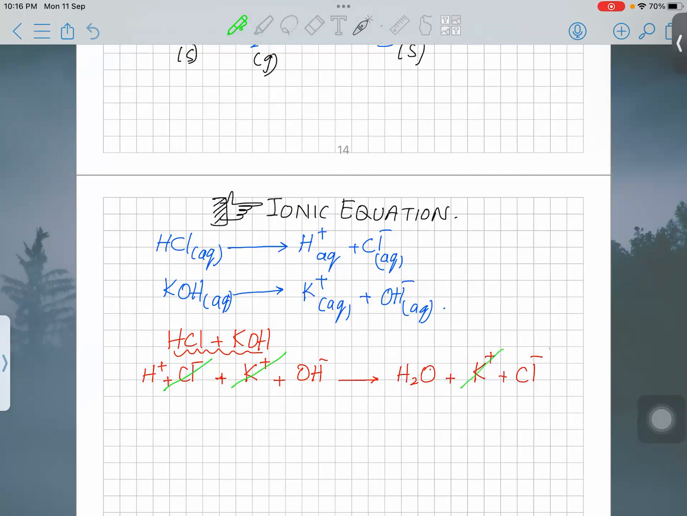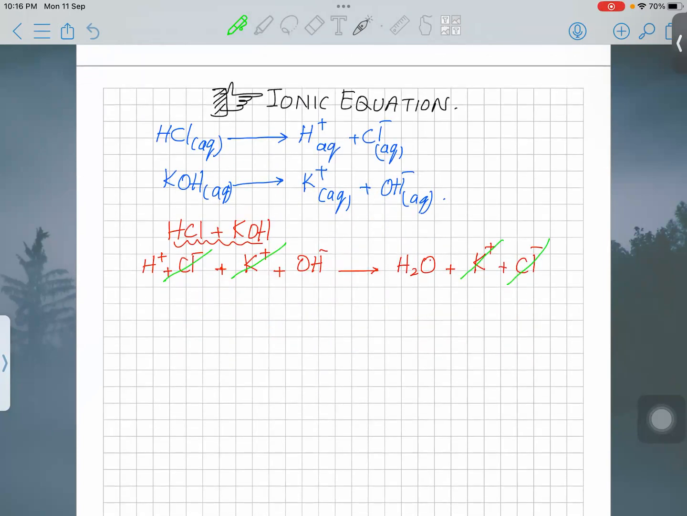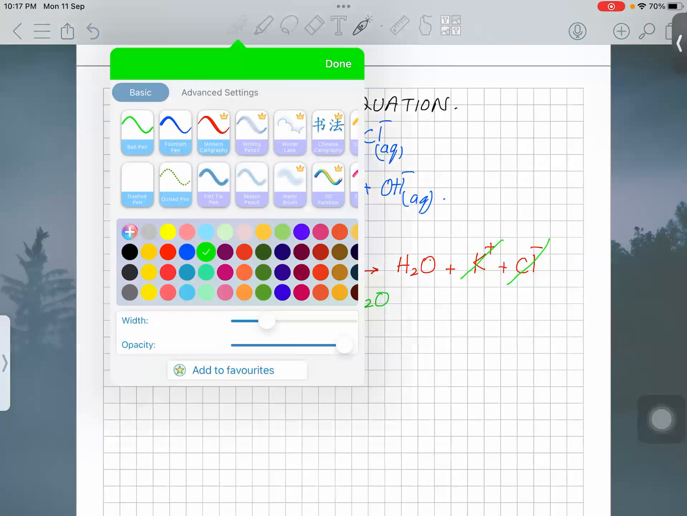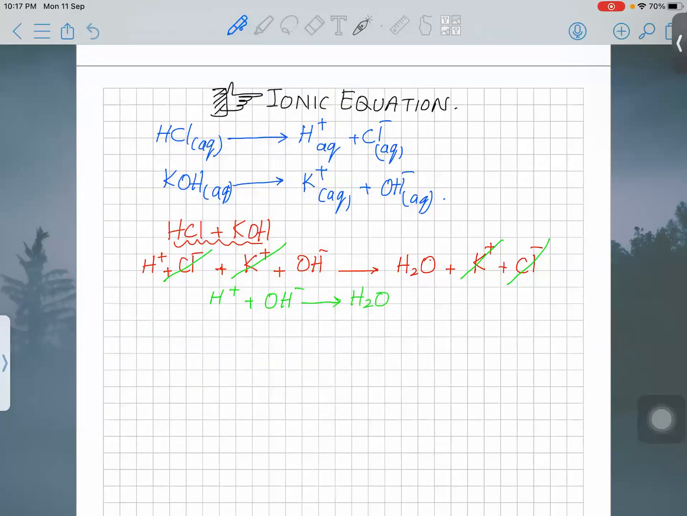Sir, why would there be H2O? H2O is the product. It basically means that H plus and OH minus will form H2O. Yes, this is the ionic equation for water. So for acid base, this equation is a must. Are you getting my point or not?